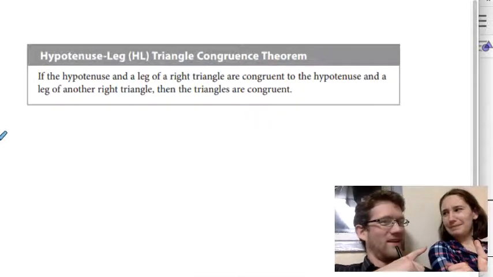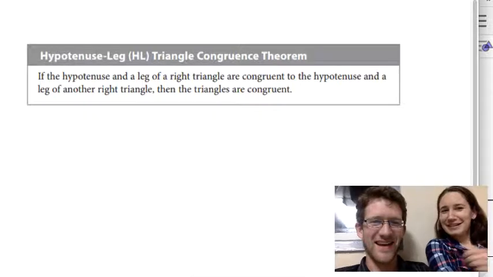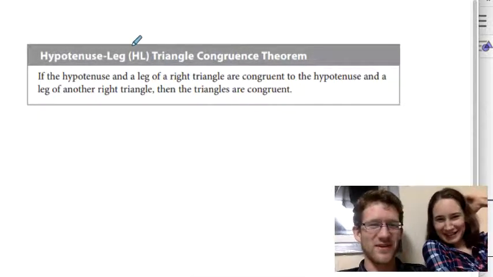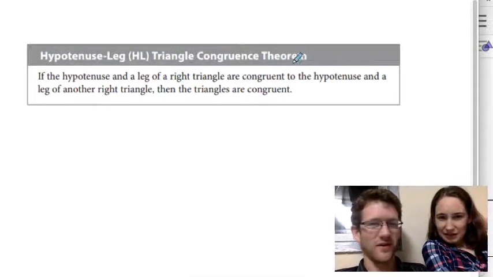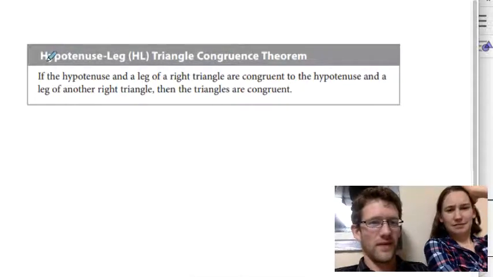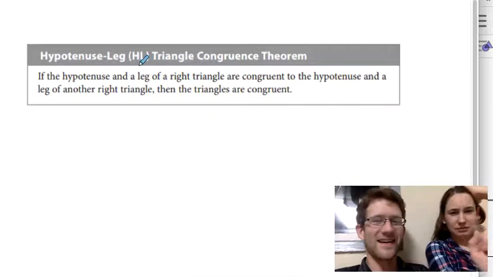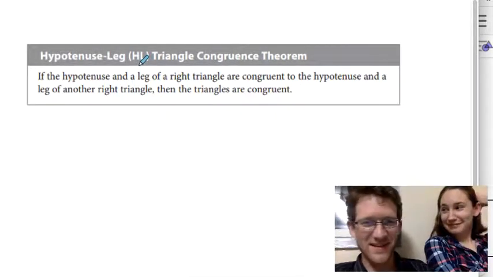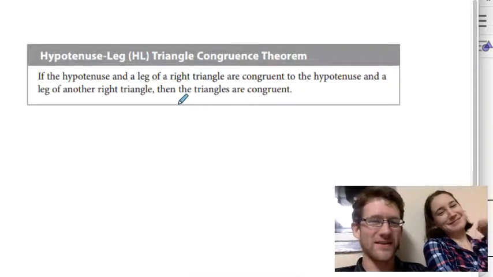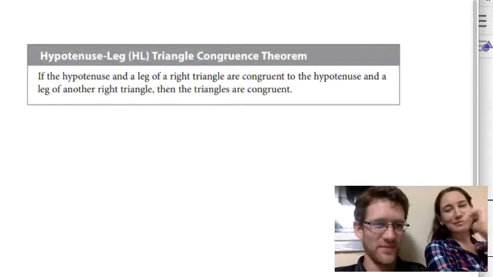What's the third piece to the hypotenuse leg triangle congruence theorem? We have a side, and we have a side. A right angle. And a right angle. Yay, she got it. Okay, good job. Yep. So the right angle is our third piece, right? The third missing piece. Cool.